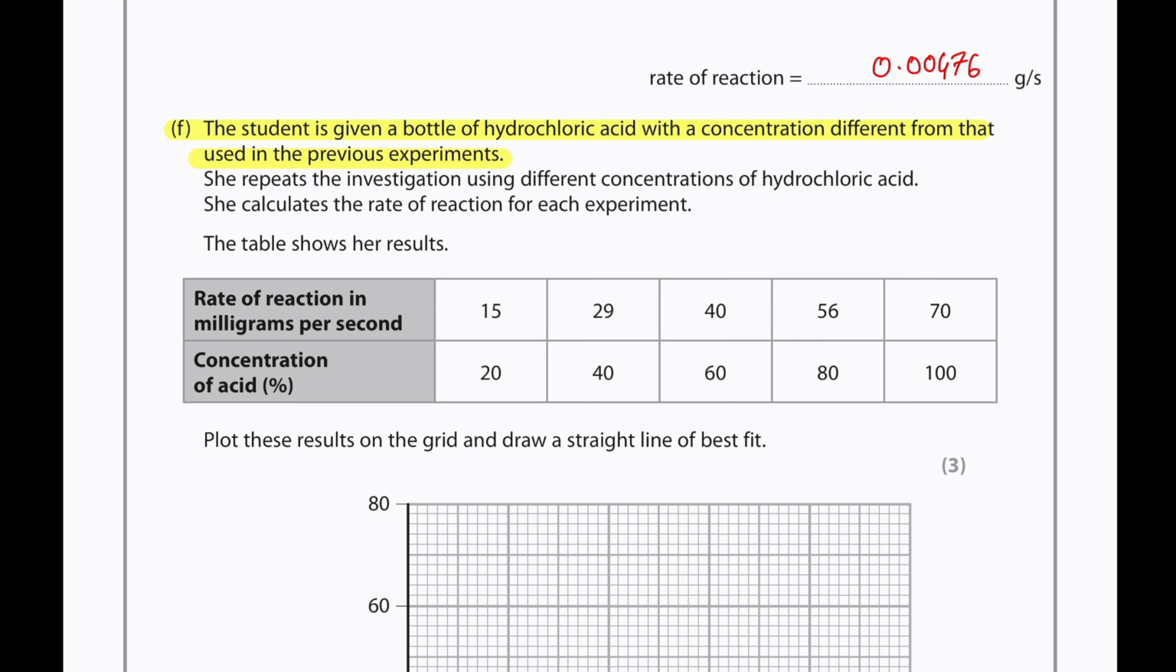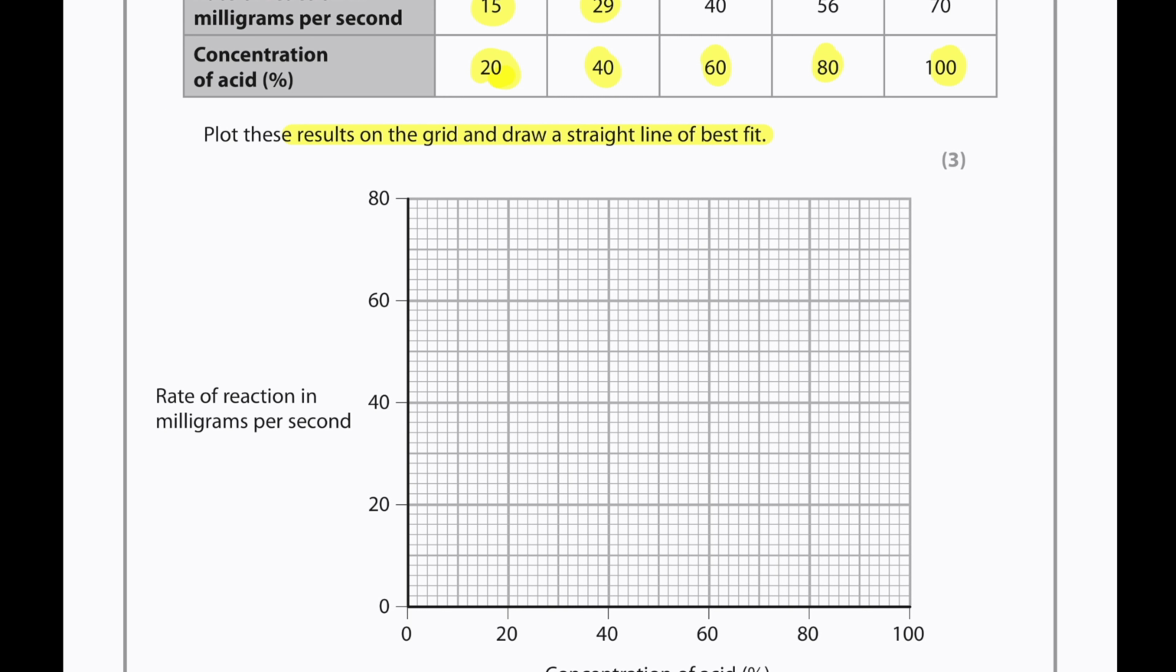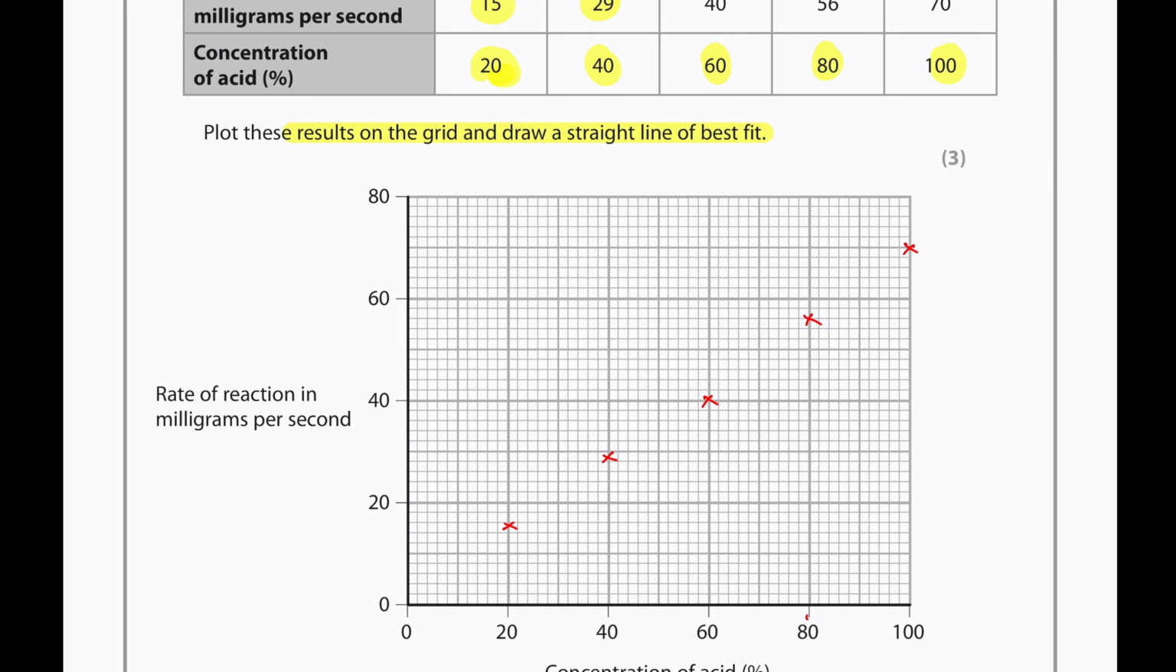If the student is given a bottle of hydrochloric acid with a concentration different from that used in the previous experiment, she repeats the investigation using different concentrations of hydrochloric acid. She calculates the rate of reaction for each experiment. So the rate of reaction in milligrams per second and concentration of acid. Plot the results on the grid and draw a straight line of best fit.